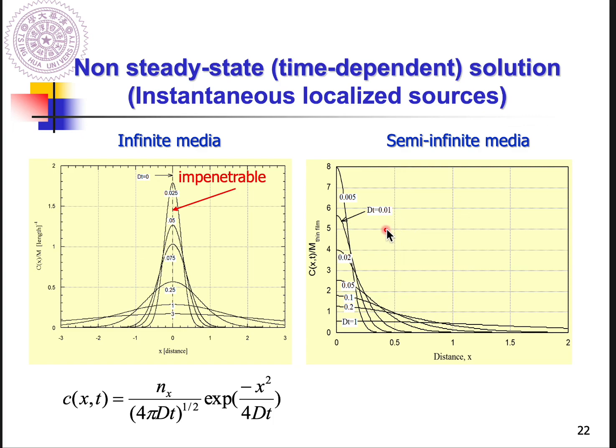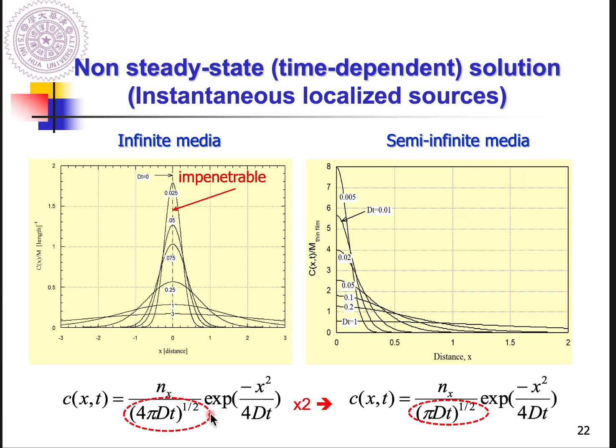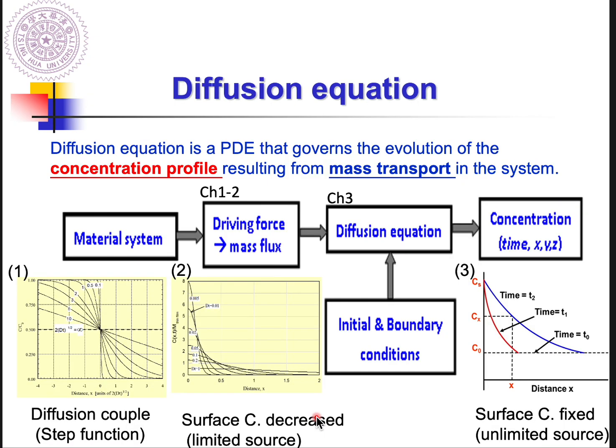So the concentration profile is just doubled. So we can get a solution for this case 2. Right? Because all the atoms can only move in one direction, the concentration then is definitely doubled. Okay. So now we have successfully got the solutions for case 2.